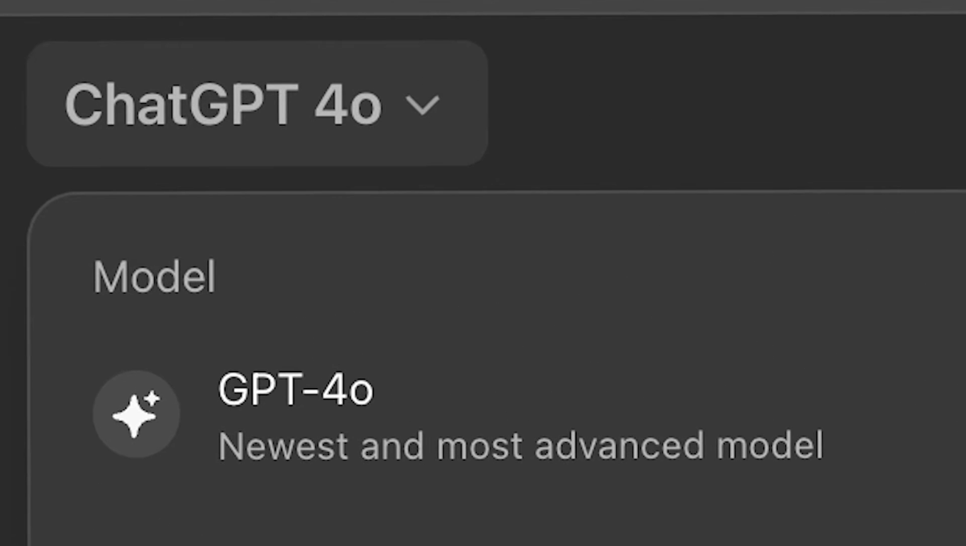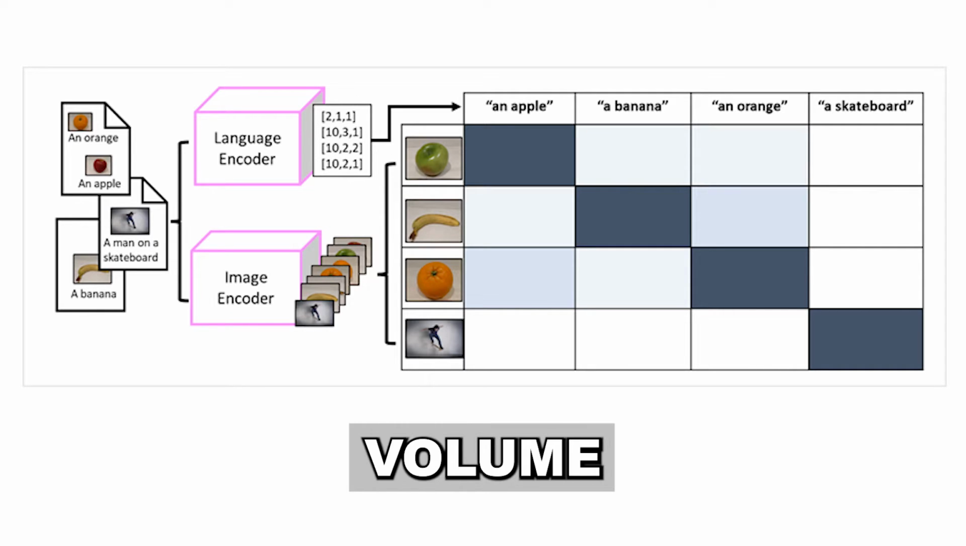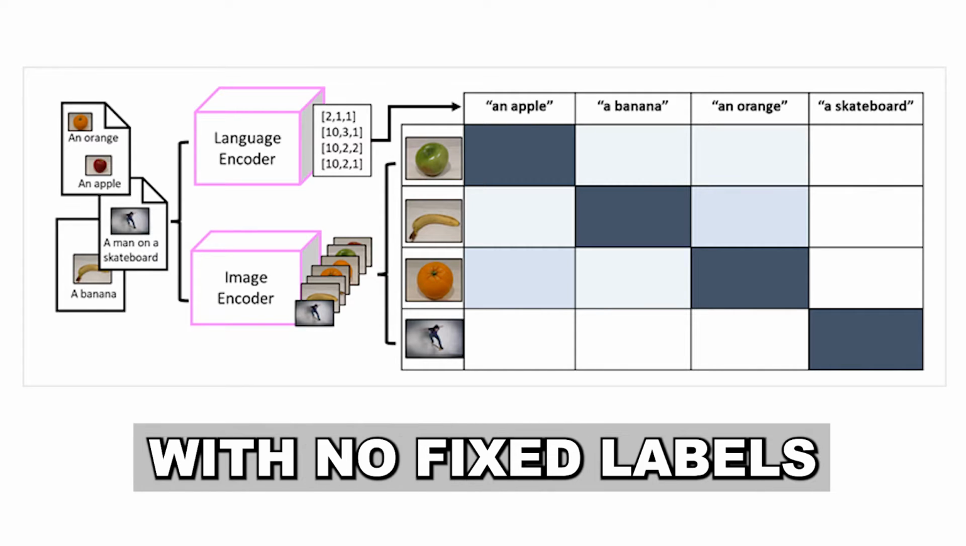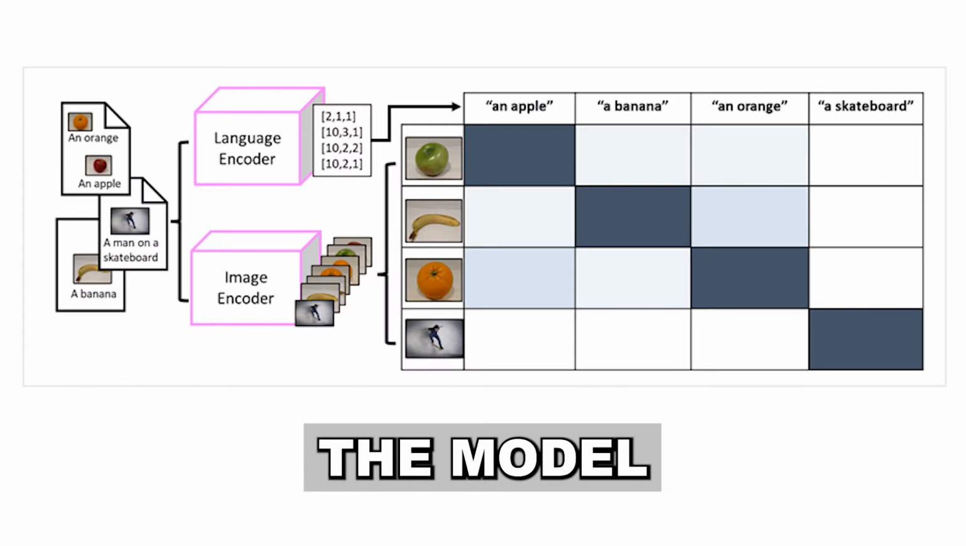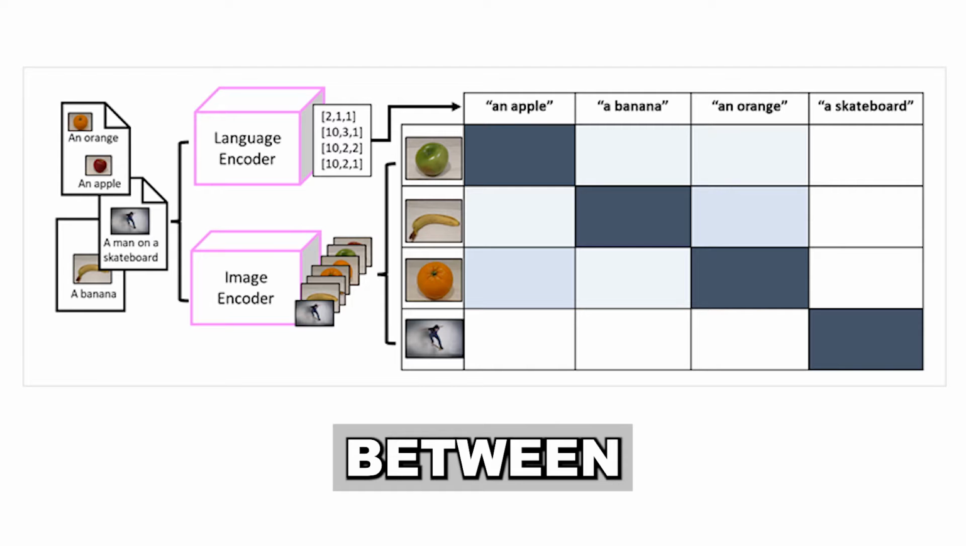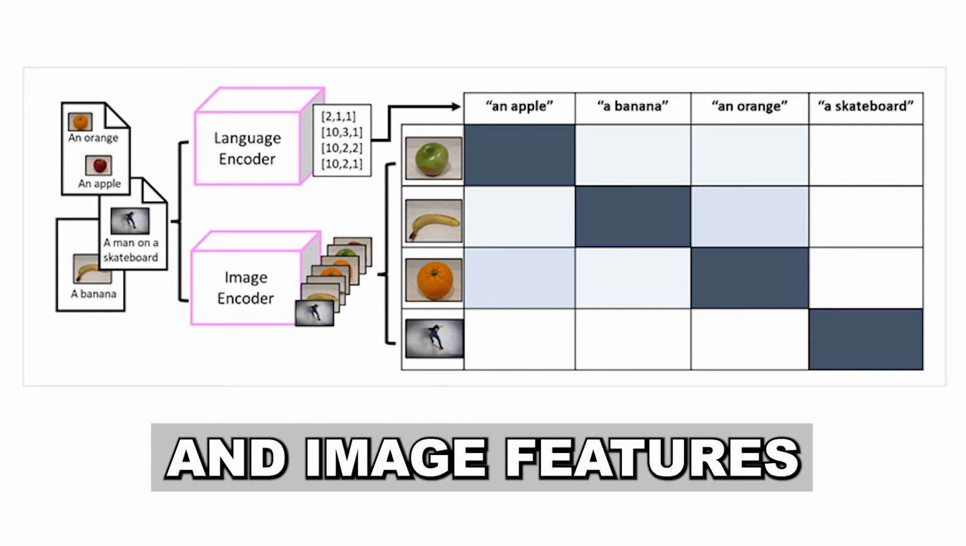Multimodal models are trained using a large volume of captioned images with no fixed labels. An image encoder extracts features from images based on pixel values. Then it combines them with the text embeddings that are created by a language encoder. So the model actually consists of relationships between natural language embeddings and image features.